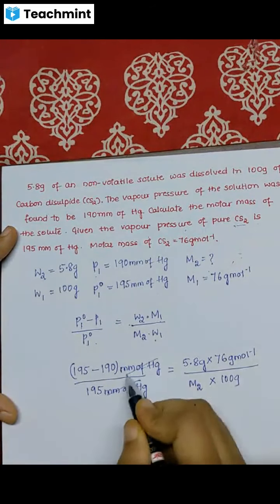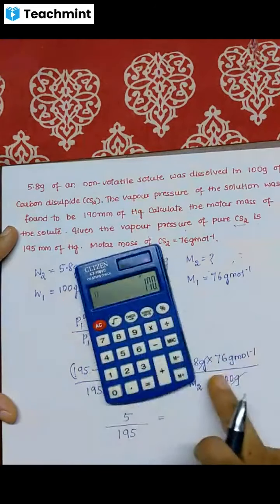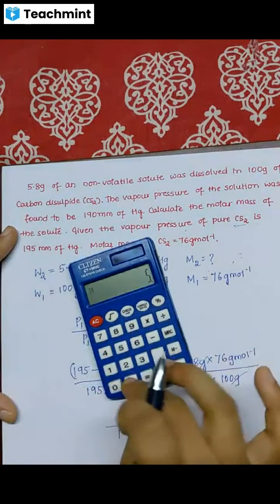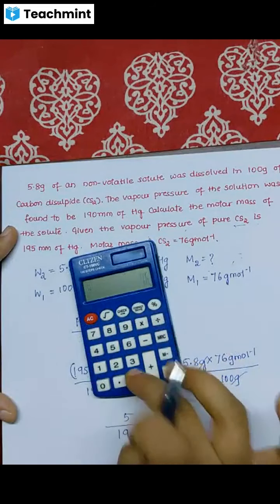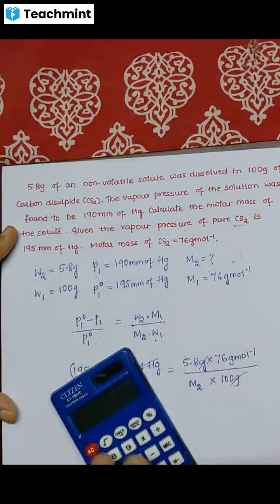So mm Hg and gram get cancelled. 195 minus 190 is 5, divided by 195, which is equal to, here we have 5.8 into 76. We will multiply it. 5.8 into 76 is equal to 440.8.